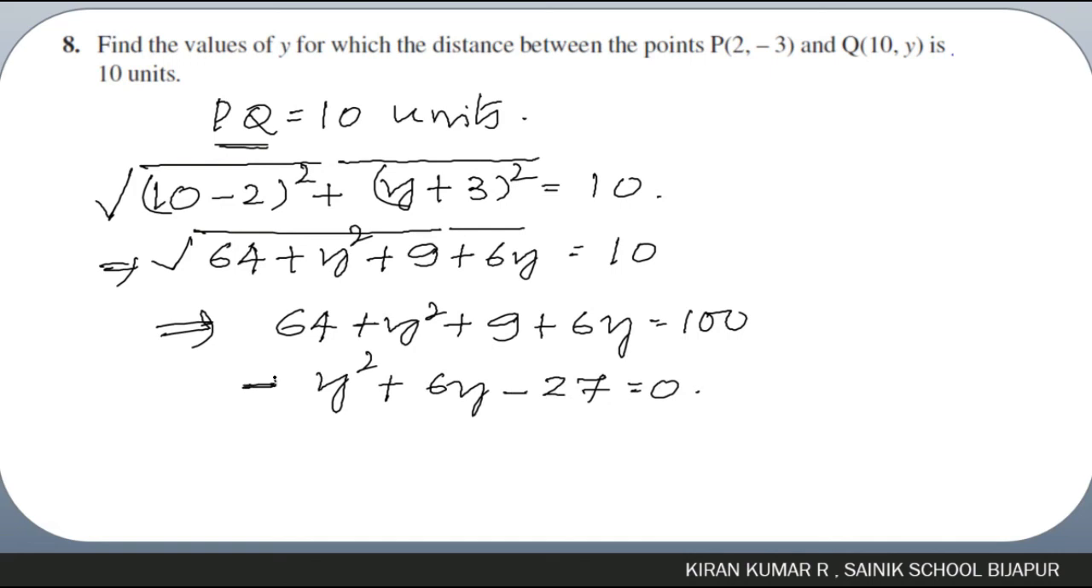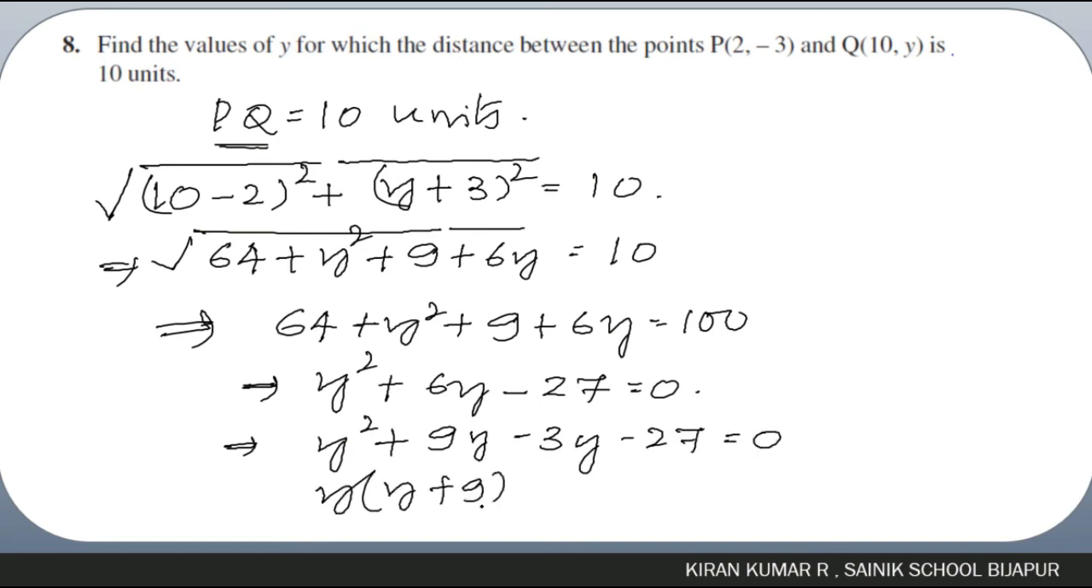How do we simplify this? This can be the combination of 9 and 3. So positive 9 and negative 3 will give negative 27. So y common, (y plus 9), minus 3 common, (y plus 9) equal to 0. We get the value of y as negative 9 or positive 3. So there can be two values of y.